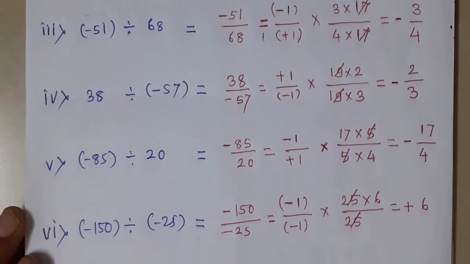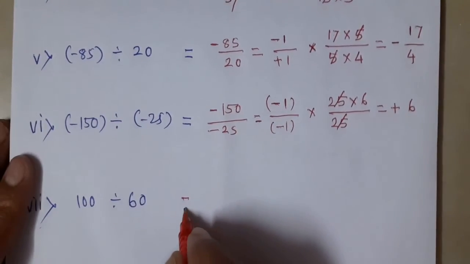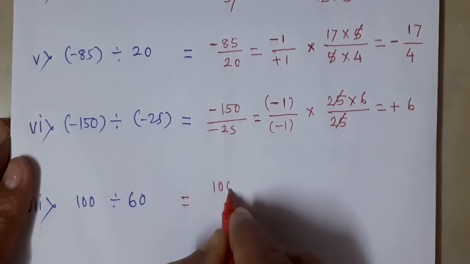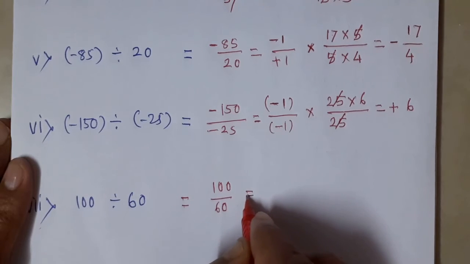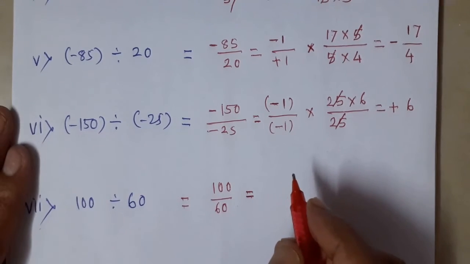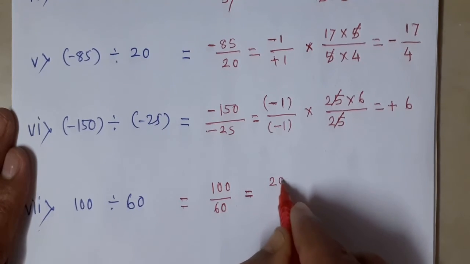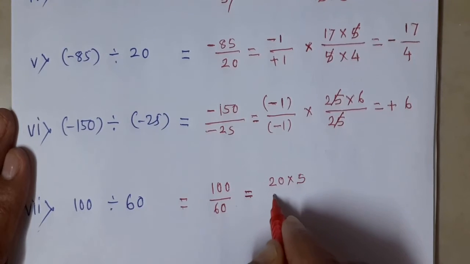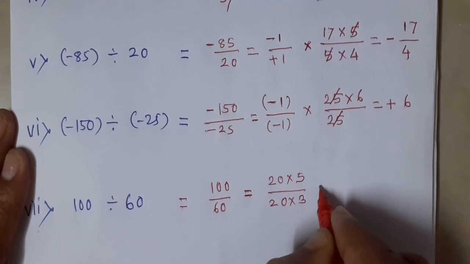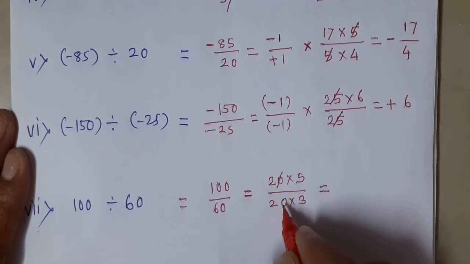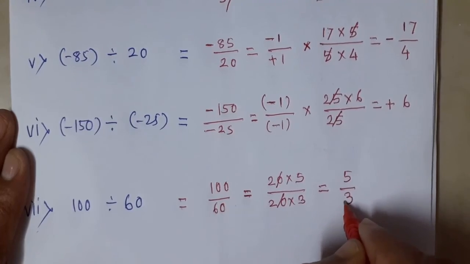Next is 100 divided by 60. No doubt both numbers are positive, so the result will be positive. I can simplify this as 20 fives are 100 and 20 threes are 60. The 20 is common, and the result is 5 divided by 3.